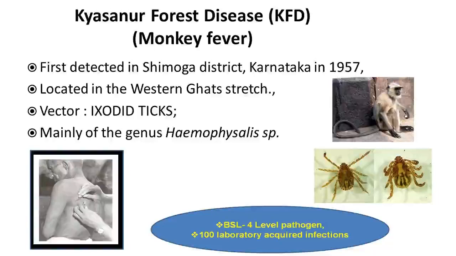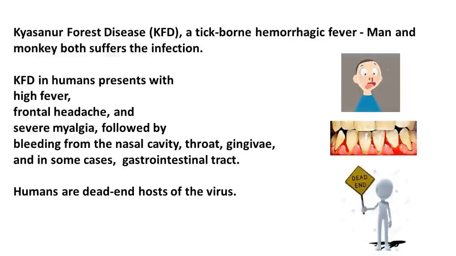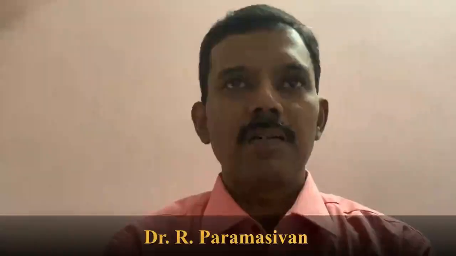In man, the KFD virus typically causes hemorrhagic fever manifestation, and the man infected with the virus clinically presents with certain characteristic symptoms like high fever, frontal headache, severe myalgia, followed by bleeding in certain parts of the body, particularly the nasal cavity, throat, gingiva, and very rarely in the gastrointestinal tract. Humans are usually dead-end hosts, and man-to-man transmission never occurs.